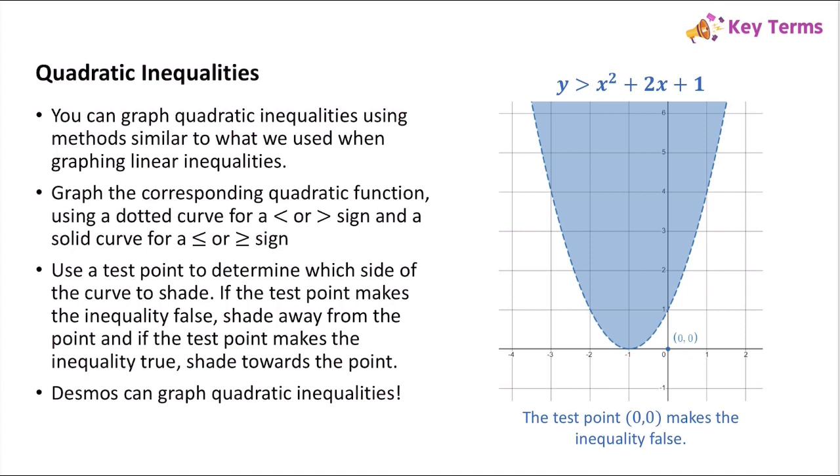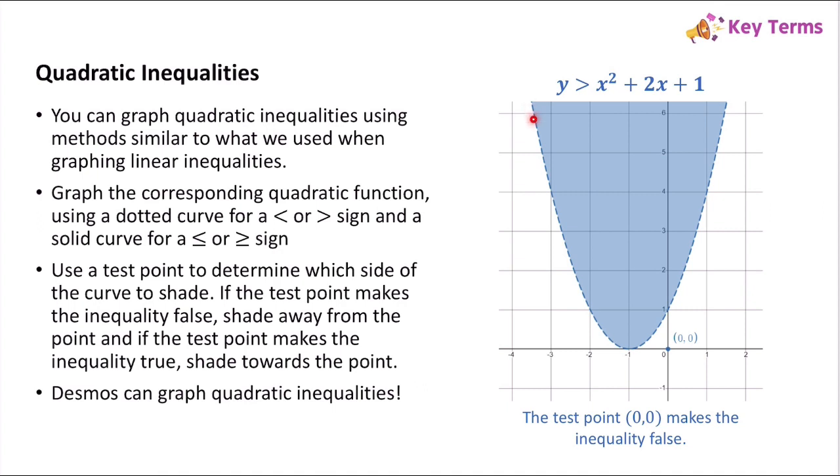Then you can use a test point to determine which side of the curve to shade. If the test point makes the inequality false, remember you shade away from the point. If the test point makes the inequality true, remember you shade towards the point. And Desmos can actually graph quadratic inequalities for you. So here's an example of a quadratic inequality. We have y is greater than x squared plus 2x plus 1.